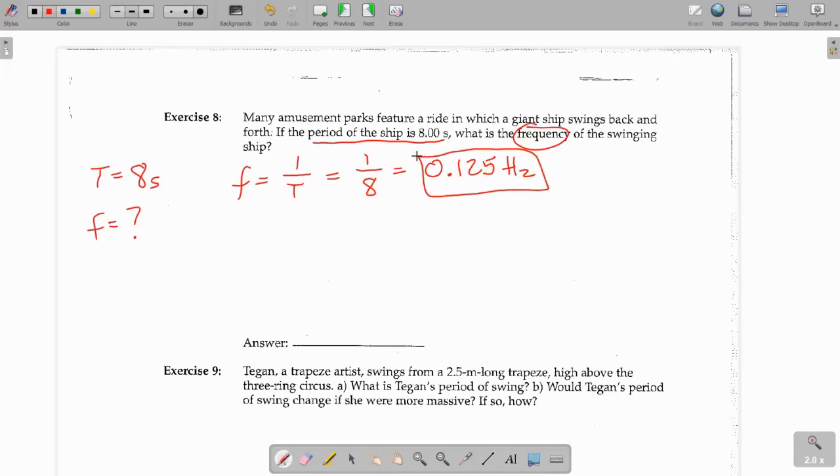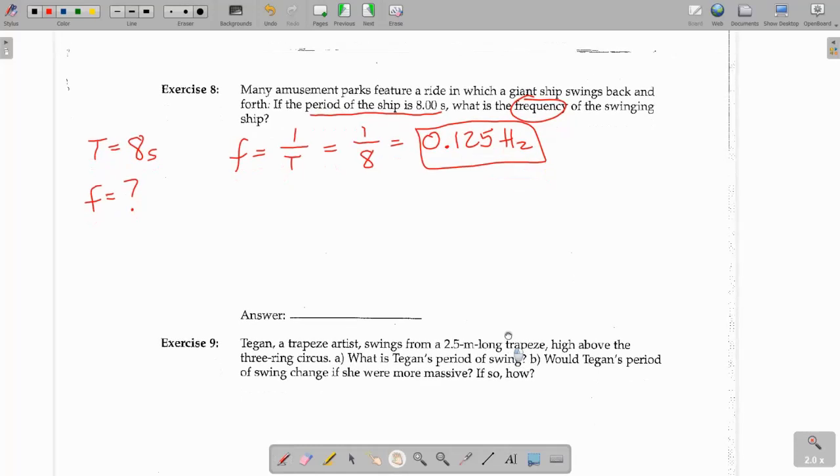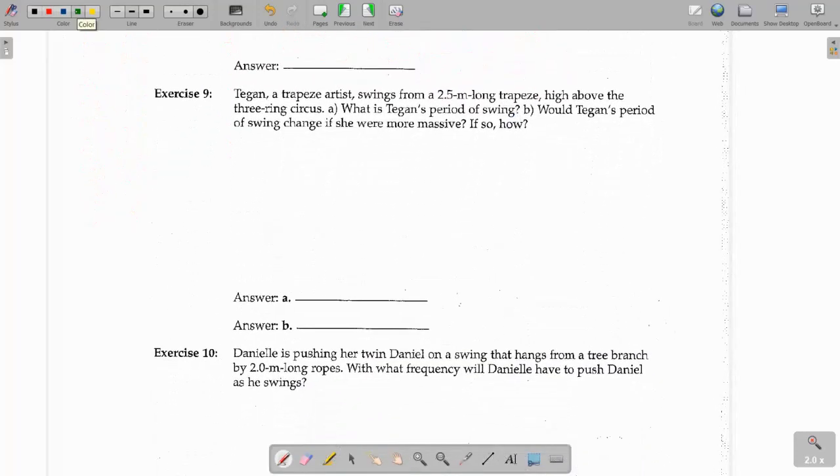Okay. Let's go ahead and move on to exercise 9. It says, Tegan, a trapeze artist, swings from a 2.5 meter long trapeze high above the 3-ring circus. A, what is Tegan's period of swing? So we're calculating the period of a pendulum here. And then B, would Tegan's period of swing change if she were more massive? If so, how? It's an interesting way to word that.